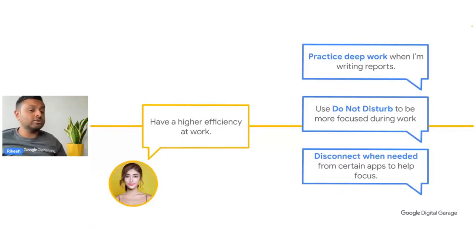If you said you wanted higher efficiency and higher output at work, then a few steps you can implement could be to practice deep work when writing reports. Deep work is a really interesting concept, which I learned about a couple of years ago when I read the book Deep Work by an American professor called Cal Newport. It talks about how you can segment your working day into 20 or 25-minute working bursts.